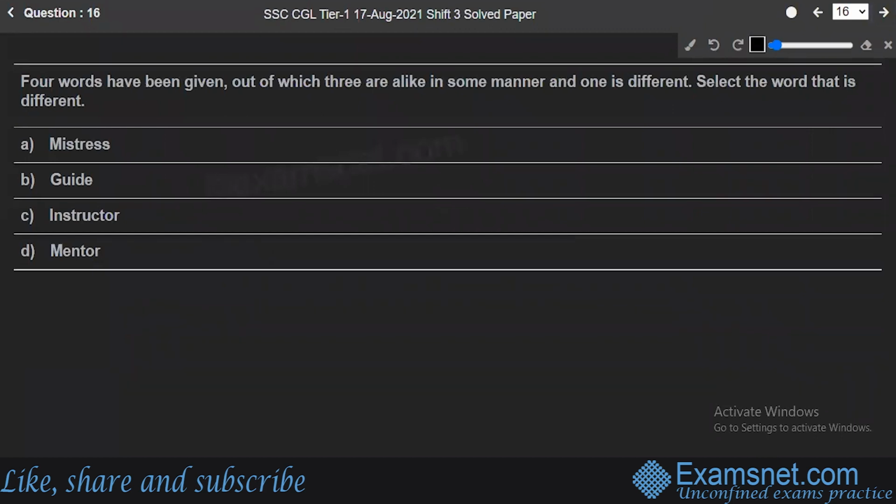Question number 16 says 4 words have been given to you, out of which 3 are alike in some manner and 1 is different. You have to select the word that is different. Options are mistress, guide, instructor, and mentor. Let's see the meaning of all these words so that we can be sure of our answer. First of all, you have the word mistress. Mistress is a married man's woman who is not his wife. So a lady who is not legally married to a person is called the mistress of that person.